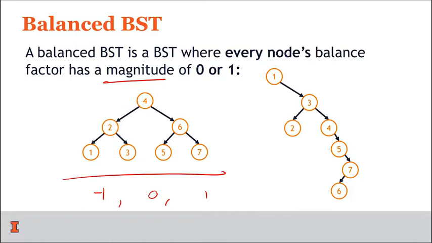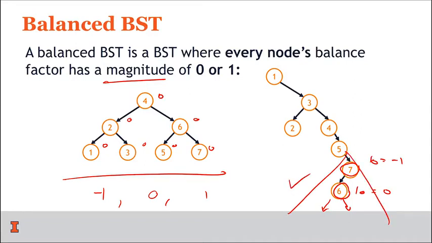So here, this left tree, every node's going to have a balance factor of 0, so we're in great shape. Here, this node 6 has a balance factor of 0. Left and right trees are balanced. This node 7 is going to have a balance factor of -1. So this subtree right here is in balance. This subtree is fine.